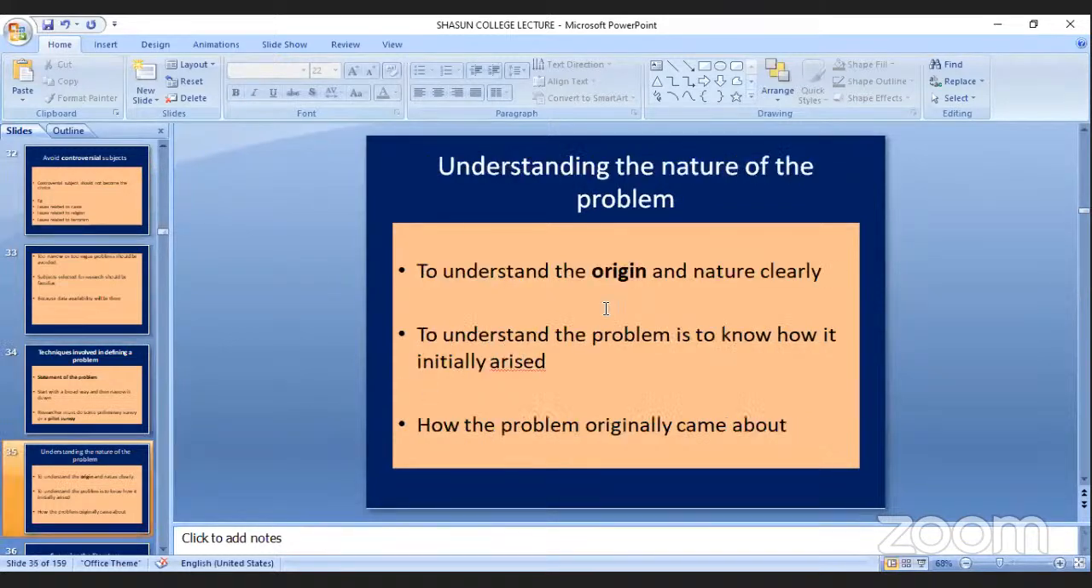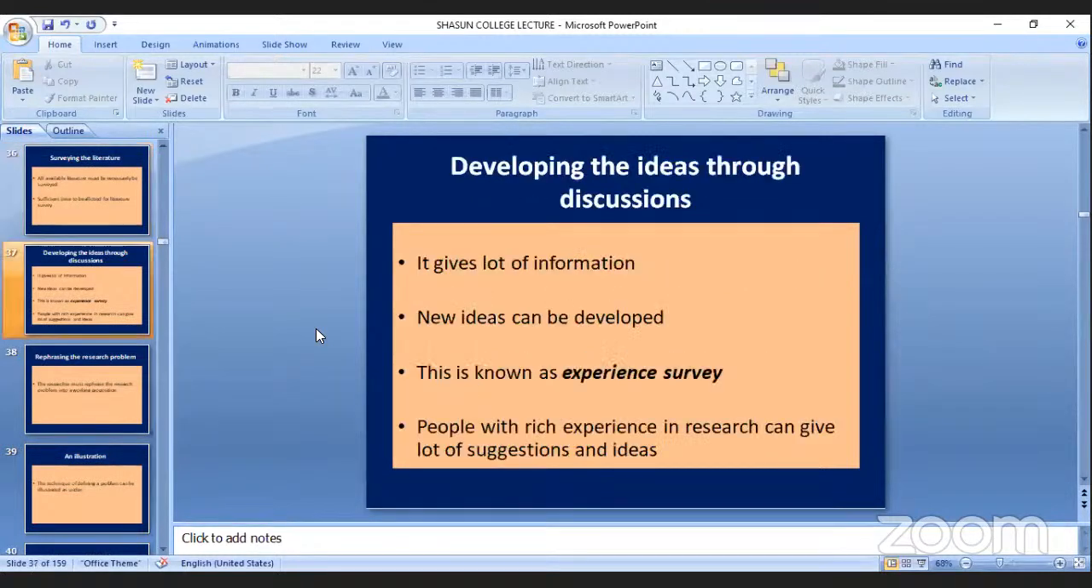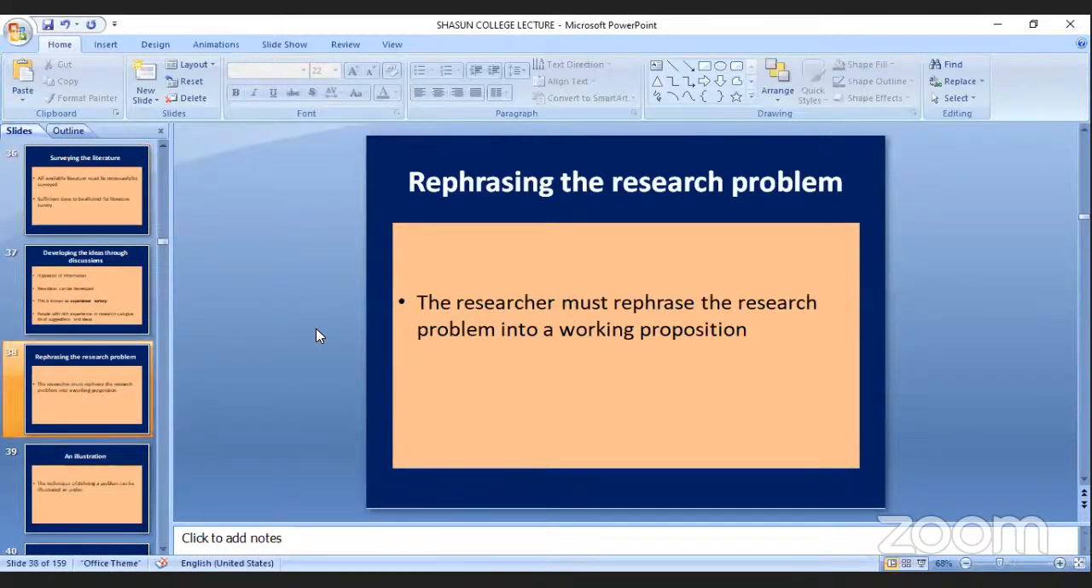Then, to understand the origin and nature clearly, you have to understand where the problem started. To understand the problem, you need to know how it started. This is very, very important in your research. Then, as I said earlier, surveying literature, I will tell you when we are doing the paper. Okay. So all this is very, very important.